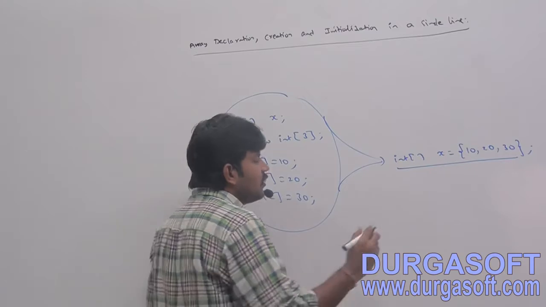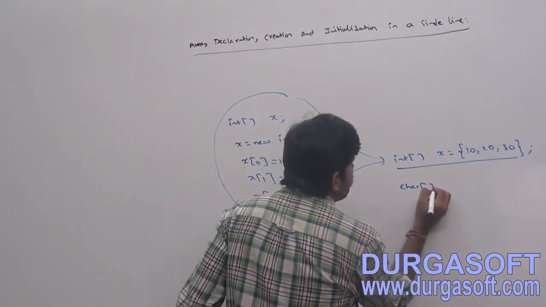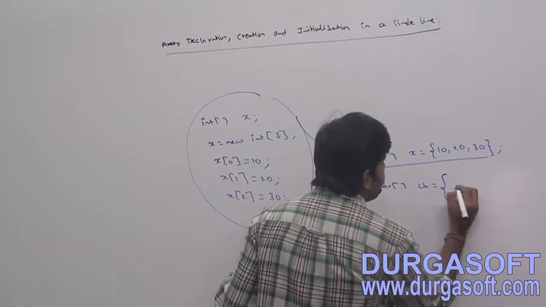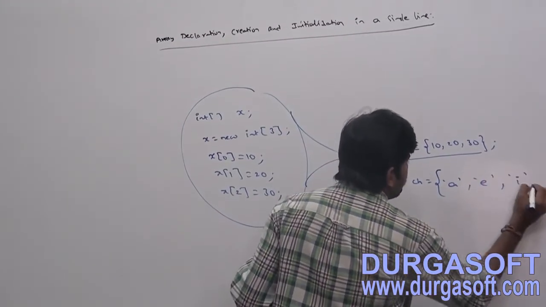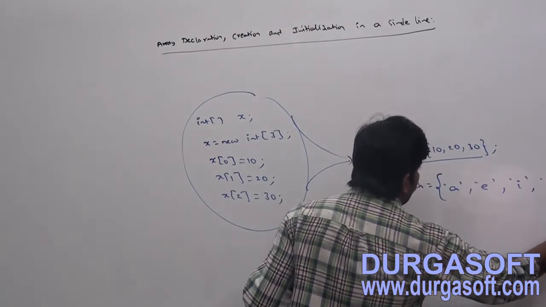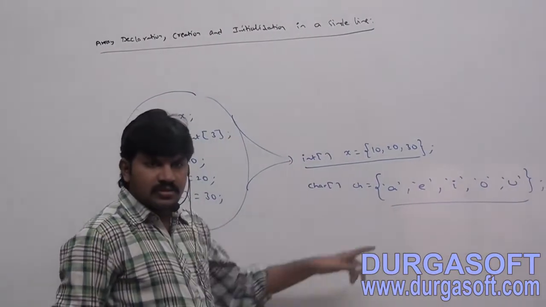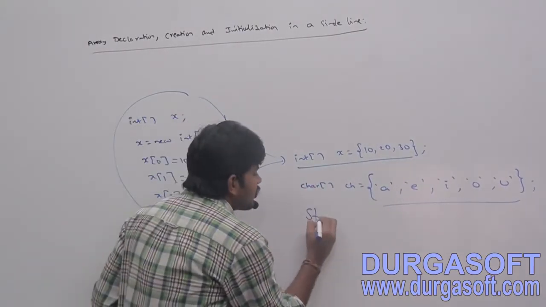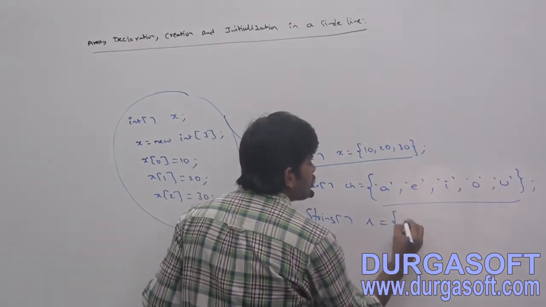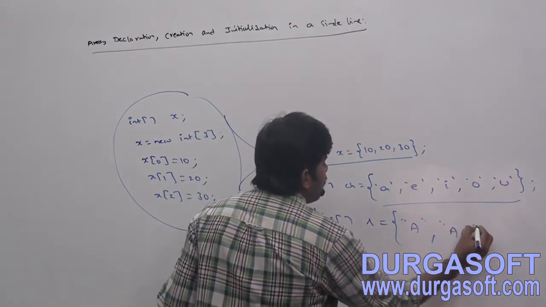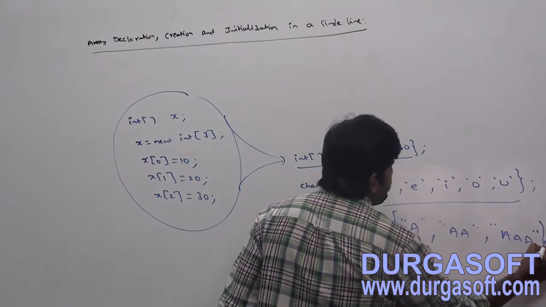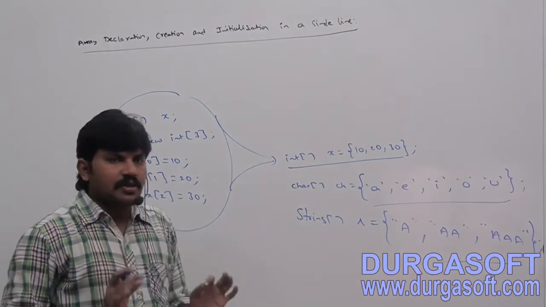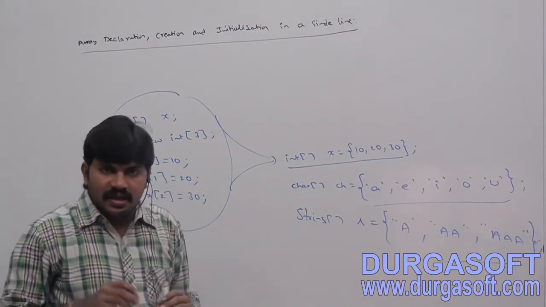Next, even we can use char array ch is equal to a, e, i, o, u. Are you getting what these are? A, E, I, O, U are vowels. So char array ch is equal to a group of characters. Next, string array s is equal to a group of string objects. This type of thing is nothing but a shortcut representation. We can declare, create, and initialize an array in a single line.